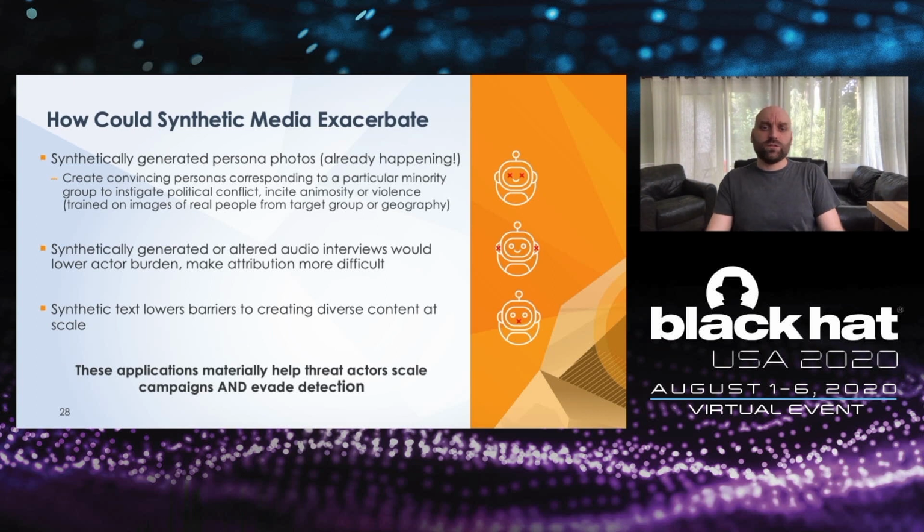For example, we already regularly observe the use of artificially generated profile photos for inauthentic social media accounts and false personas. But we can readily envision an escalation of this tactic, in which convincing personas are created using artificially generated profile photos trained on images of real people from a target group or geography that correspond to, say, a particular minority group and are used to instigate political conflict or incite animosity and violence.